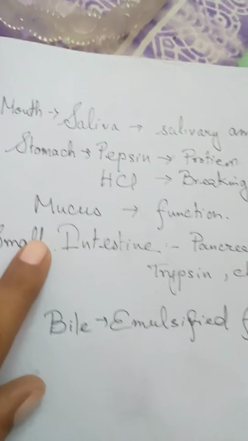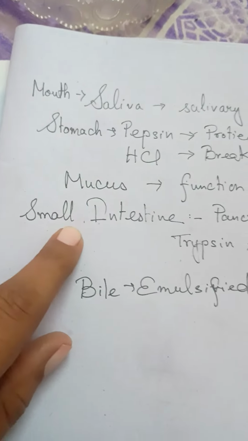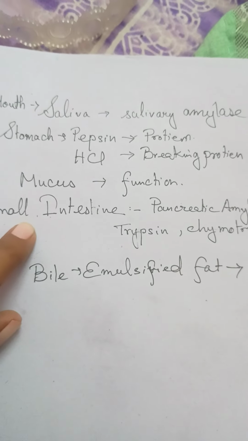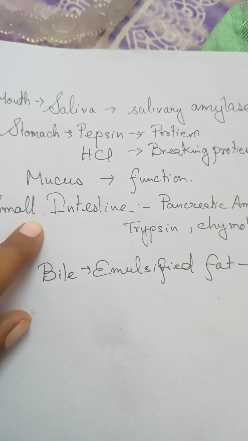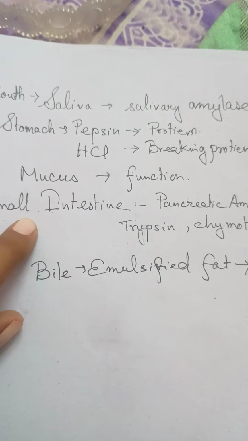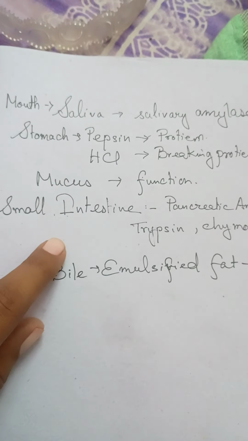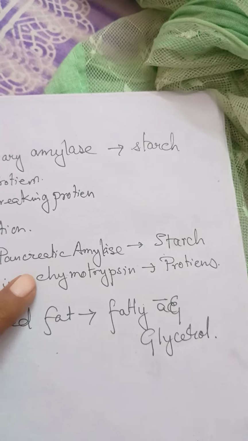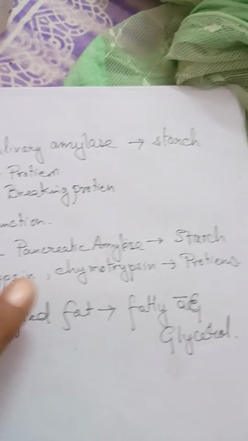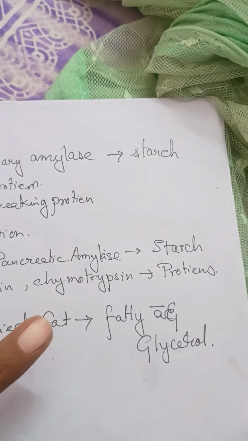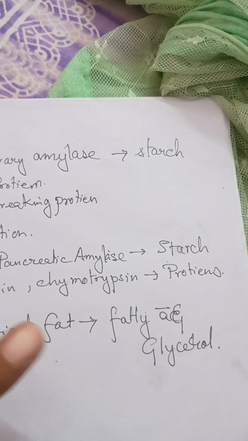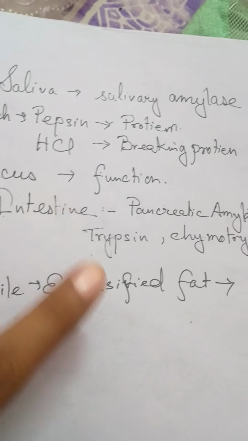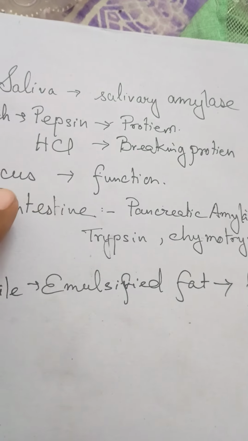And the food moves forward to the small intestine through an action known as peristalsis. And the food will never go back because there are sphincters that only allow one-way movement. So in the small intestine, pancreatic amylase will digest the remaining starch. Trypsin and chymotrypsin will digest the protein, and then the fat present in the food.